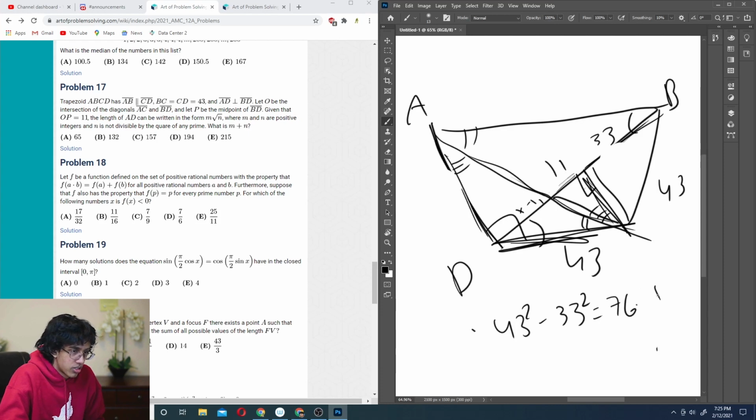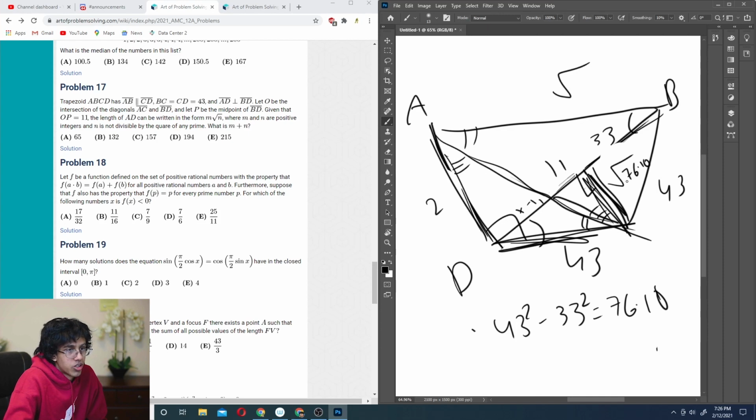76 times 10, right? So that's root of 76 times 10. And then this is just like 22 over 11, so that's times 2. So root, what is this? 76 is divisible by 4, right? So divide by 2, you get 38. So it's 2 root 190, and then multiply by 2 is 4 root 190. So then you get D.